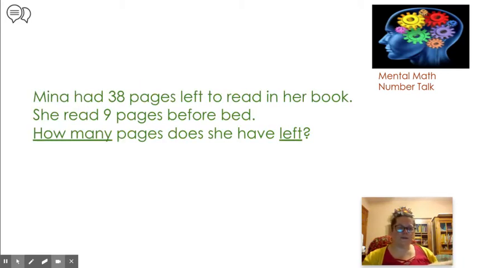Our last story is Mina had 38 pages left to read in her book. She read 9 pages before bed. How many pages does she have left? Again, we see those words, how many and left, are underlined. On the last page, we said that that means we are subtracting. So you can go ahead and subtract 38 minus 9. If you need to use your number line or number grid to count back, that would be okay. 38 minus 9, you should have gotten the answer 29.